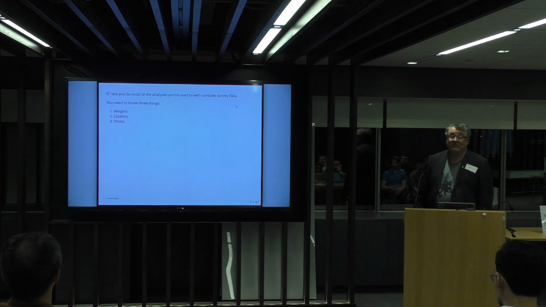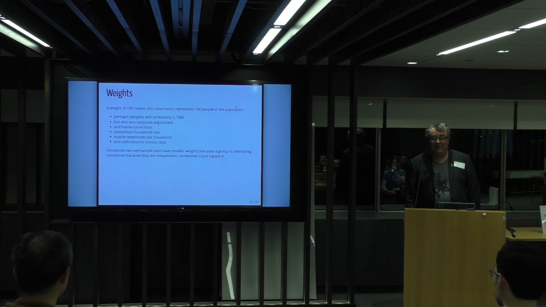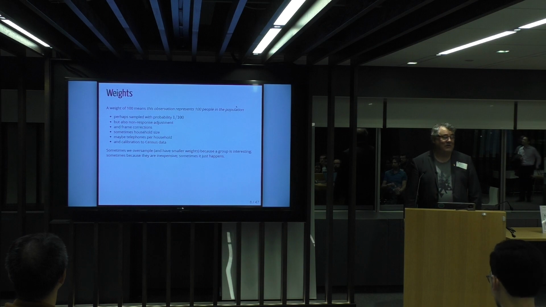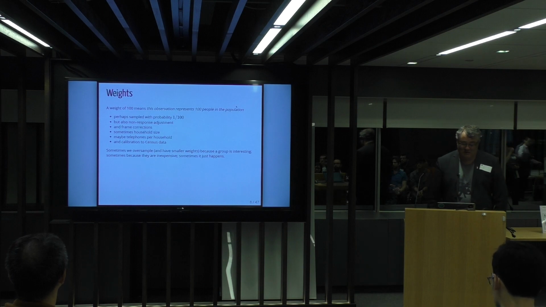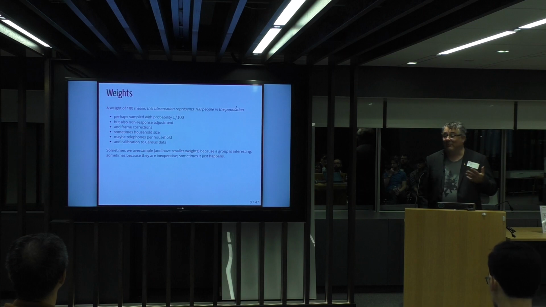So there are three things you need to know about: weights, clusters, and strata. Weights is one of these words that's overloaded in statistics. There are several different meanings of weights in statistics. What it means in surveys is that a weight of 100 means this person represents 100 people in the population. Perhaps the canonical textbook view is that it means you sampled this person with a probability of 1 in 100. But there's a whole lot of other complicated things that often go into the weights.